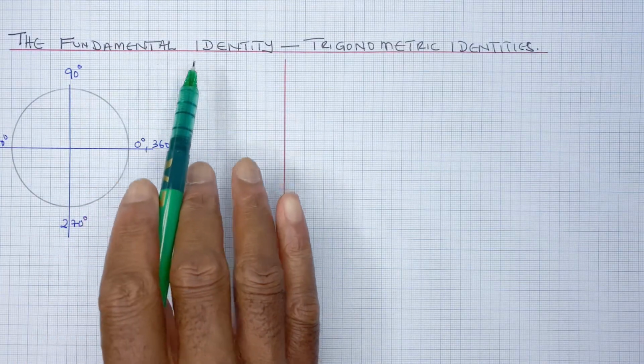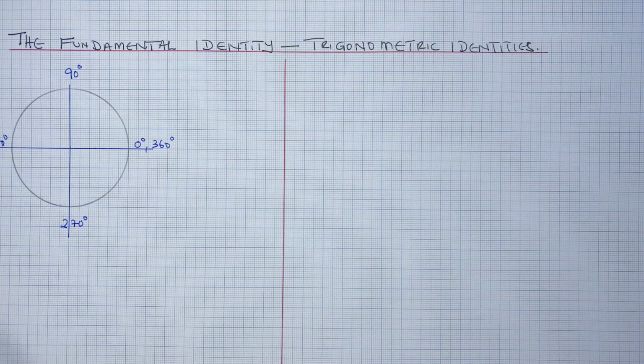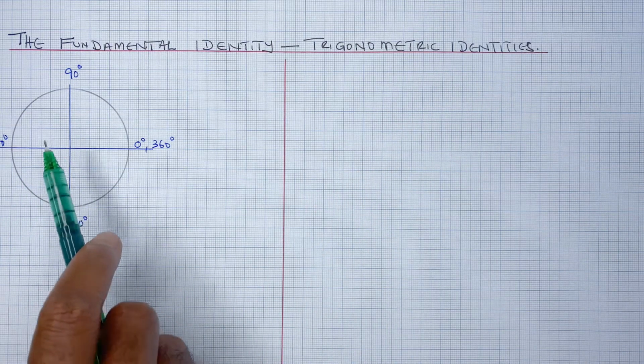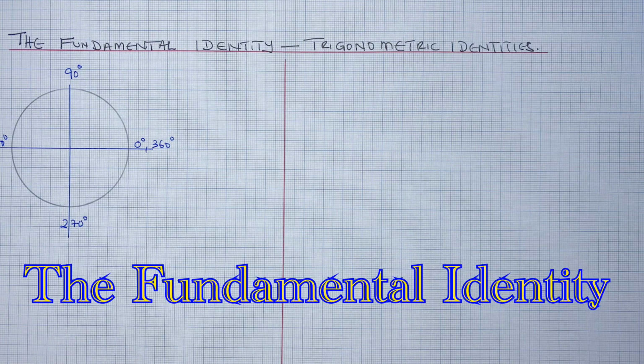The fundamental trigonometry identity. So we're going to learn the two fundamental identities that are very important in trigonometry.